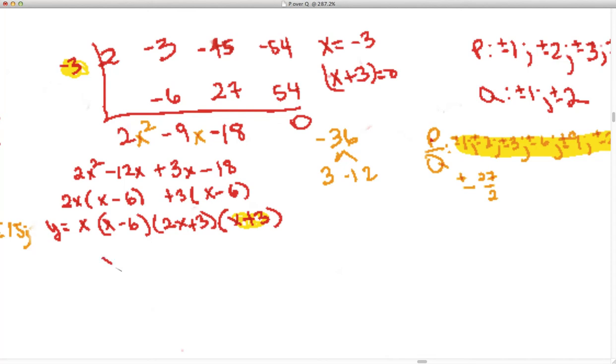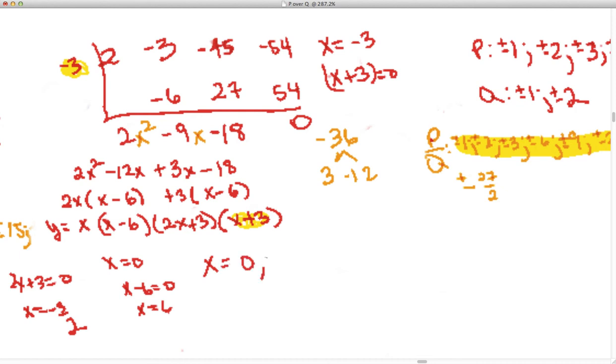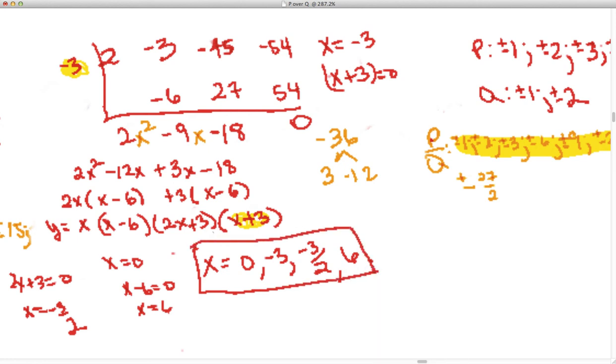equal to 0, and you'd get x equals 0, x minus 6 equals 0, and x equals 6. And you would continue, 2x plus 3 equals 0, x equals negative 3 halves, and x equals negative 3 we got already. So you would have 0, negative 3, negative 3 halves, 6. That's it. Those would be your zeros if you were asked for your roots.